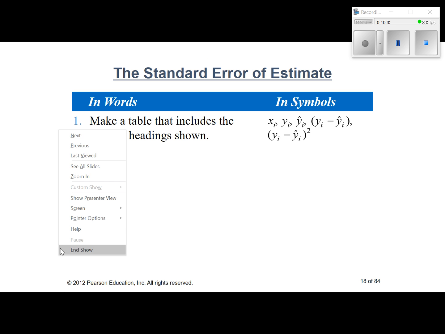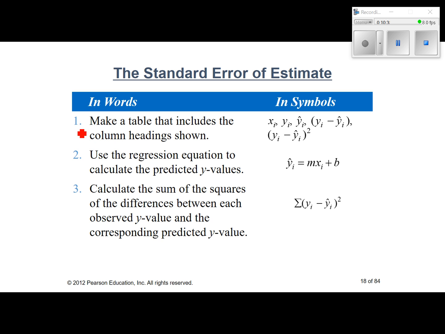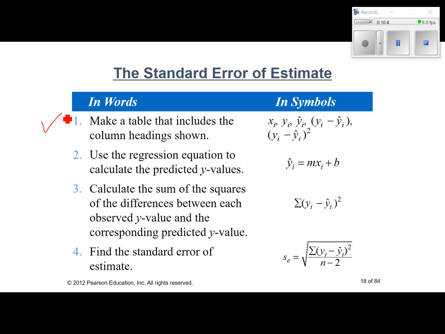Same chart. We went through this last time. 4 things to find the standard error. You're going to make the table, use the regression equation to predict the y values. That's probably the hardest part of doing all of this, is you got to plug in each x and come up with what the regression line is predicting that y should be.